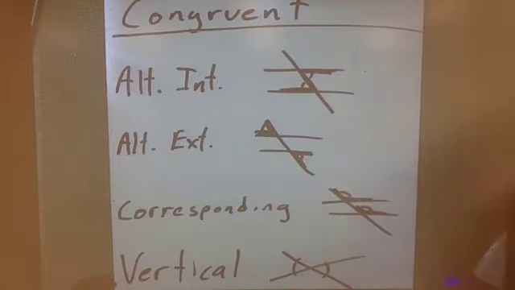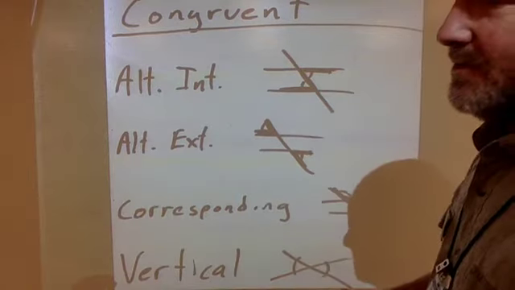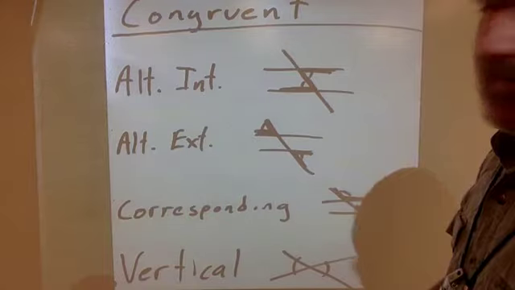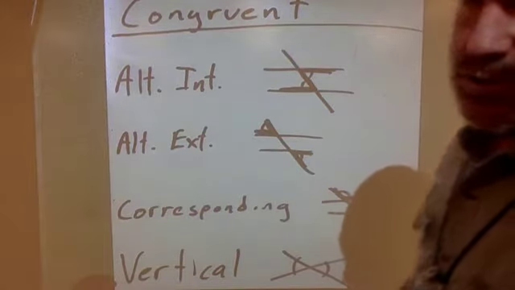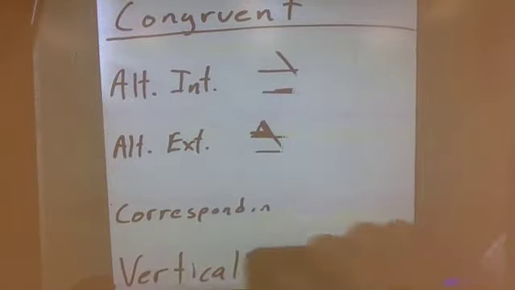What we're going to do today is introduce basically a 5th way to show that things are congruent. And it's called the transitive property. So let me try and explain to you what the transitive property is.